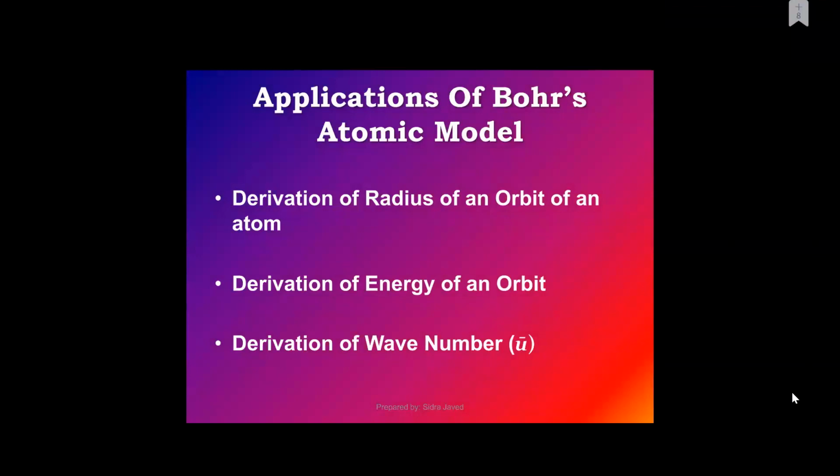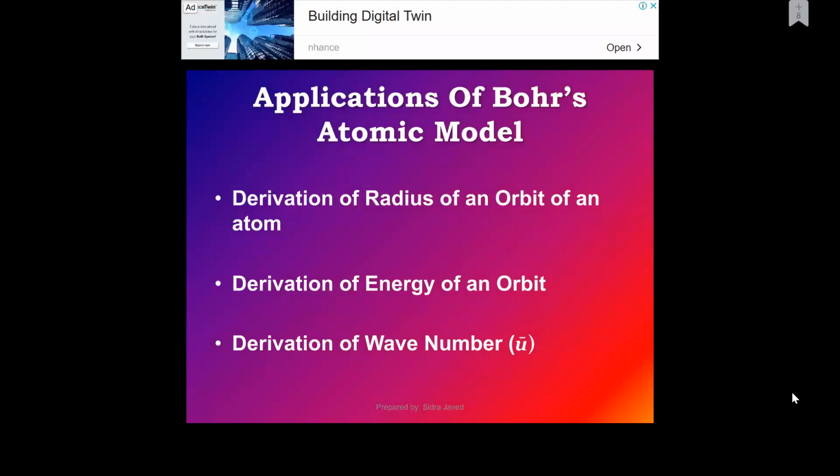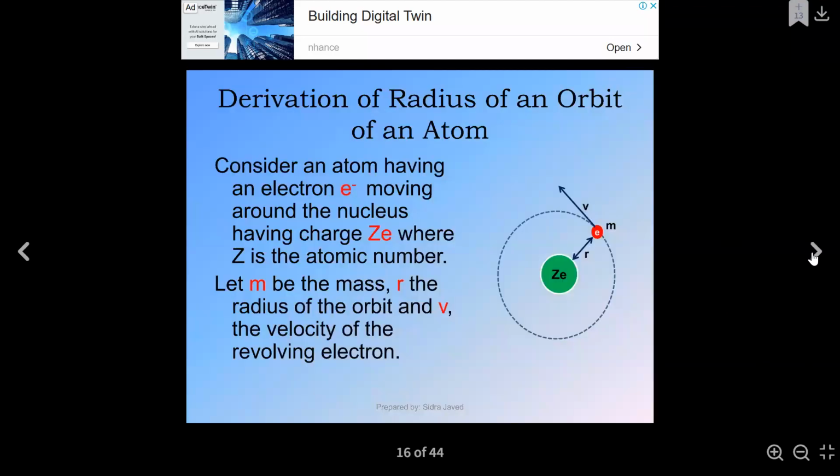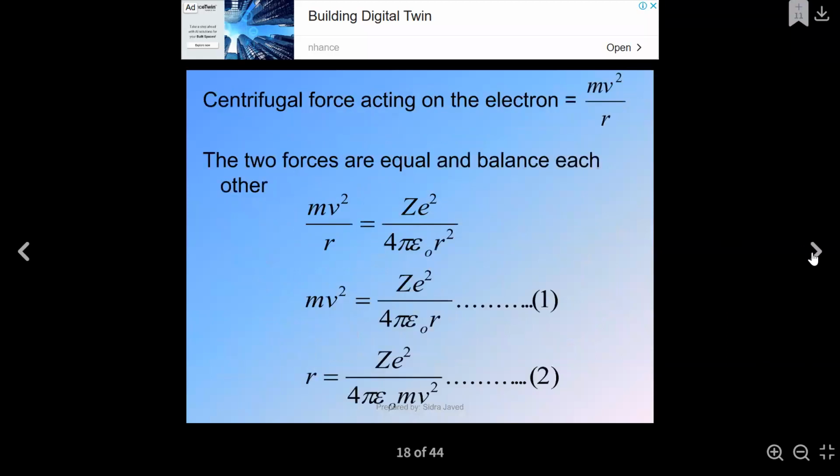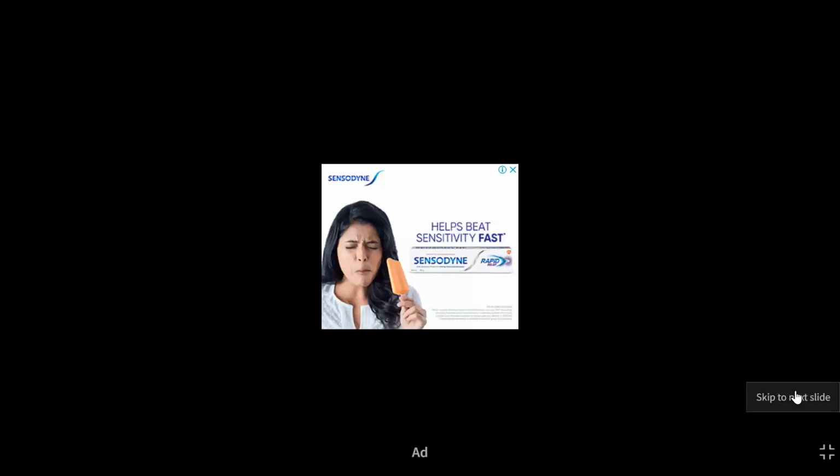Applications of Bohr's atomic model. It gave us the radius, it gave us the energy of the shell, and you can also calculate the wave number, which we did using the Rydberg formula. I have given you the values for all these calculations. I've told you the values.